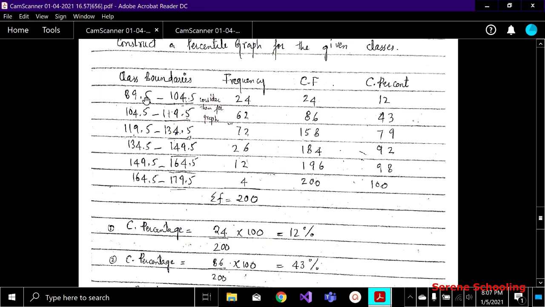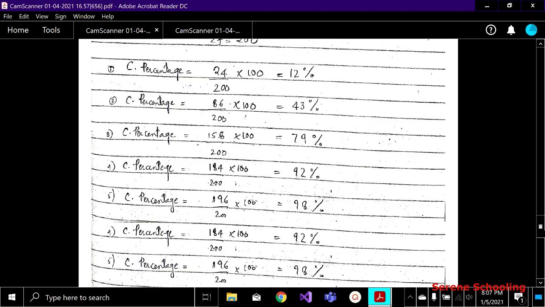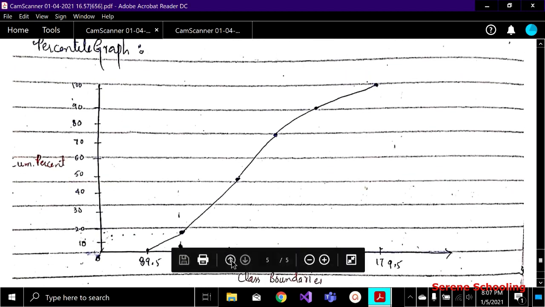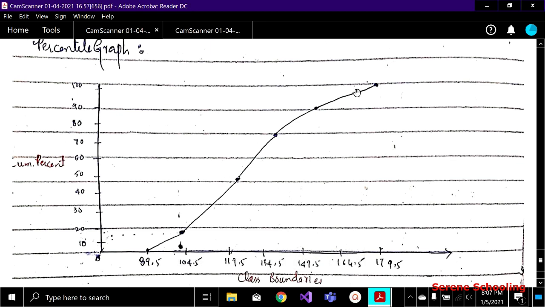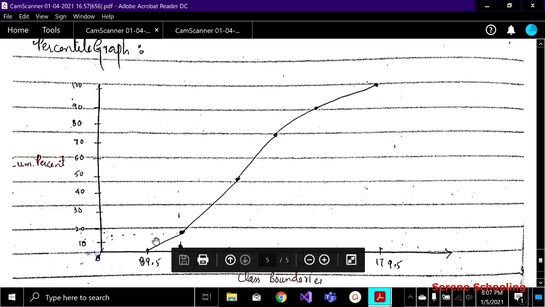Only the first time you can have trouble, where you may mark 89.5 with 12, but in the next there won't be any trouble. Like for 119.5 we must mark 43. So see here, for 119.5 we have 43 somewhere over here. All the next markings are easy, but the very first one is crucial. You have to remember from where you are going to start marking your graph.